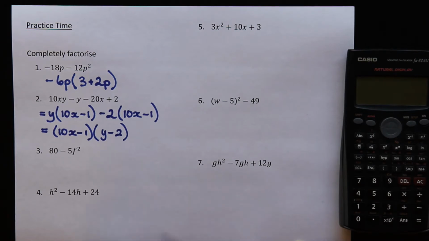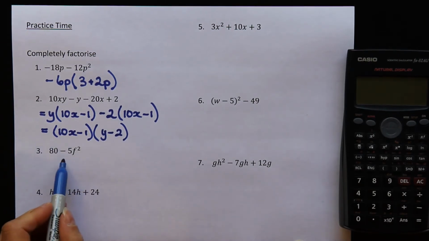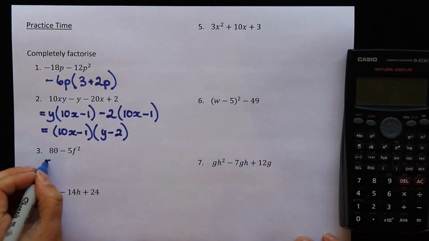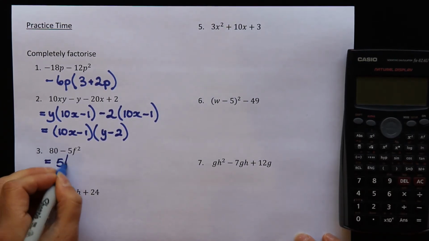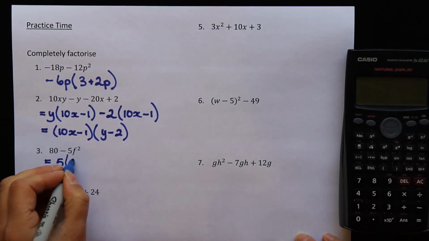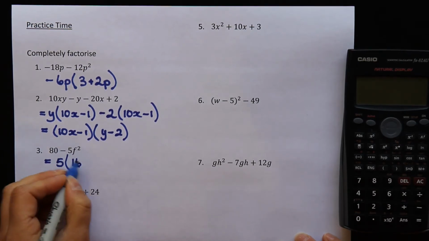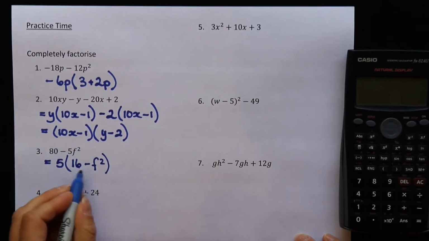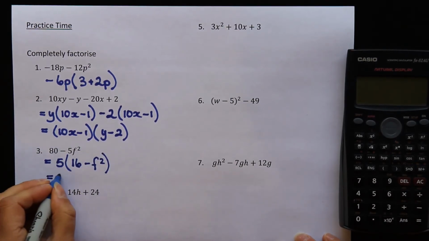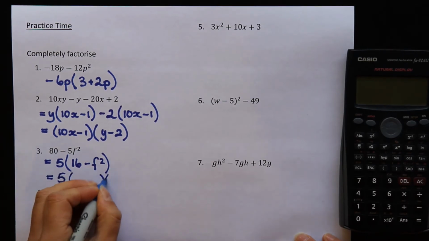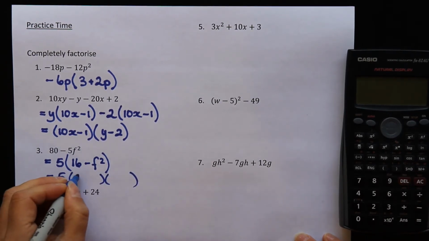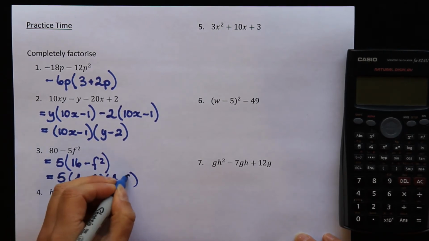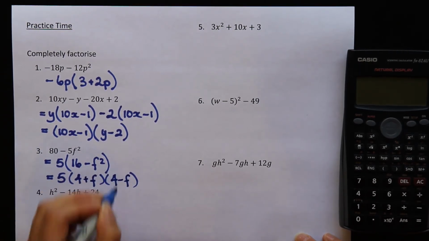Question 3, 2 terms. So I'm looking for a difference of two squares here. Let's try taking out a common factor first. 5 is a factor. 80 divided by 5 goes 16 times, minus f squared. That is a very nice difference of two squares there, so leave the 5. Square root of 16 is 4. Square root of f squared is f. One's a plus, one's a minus. Done.